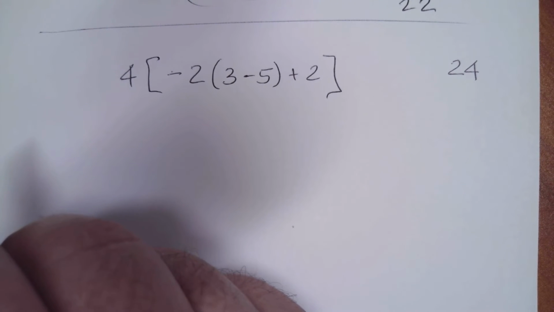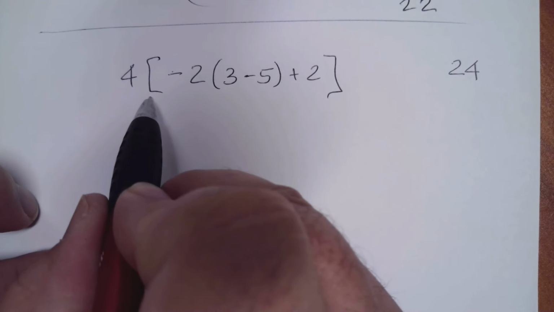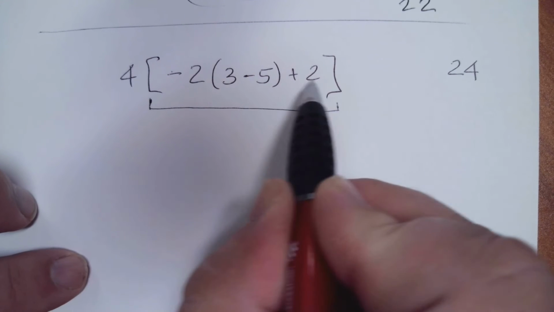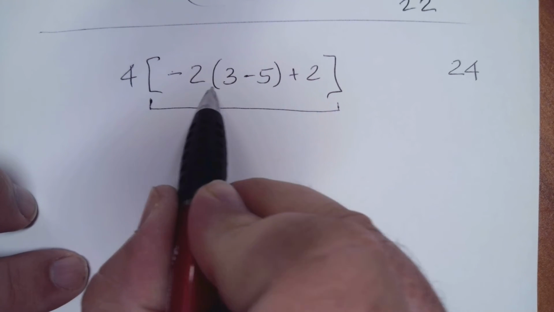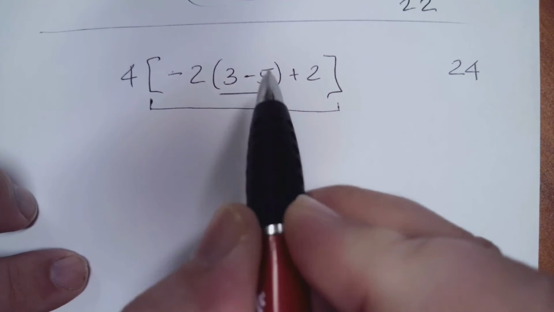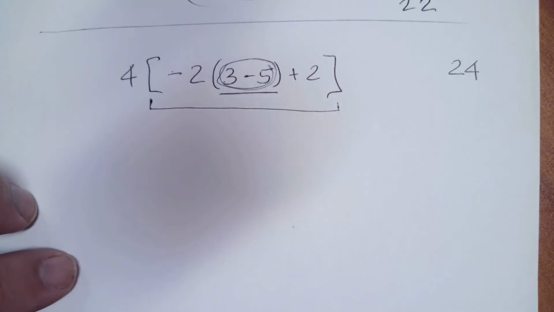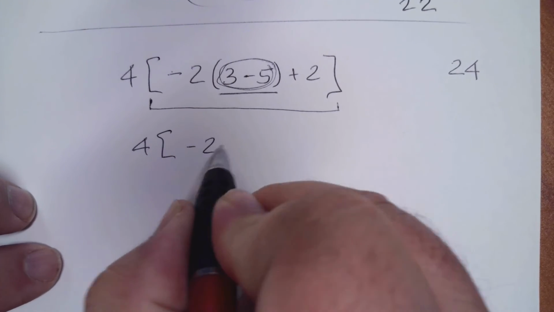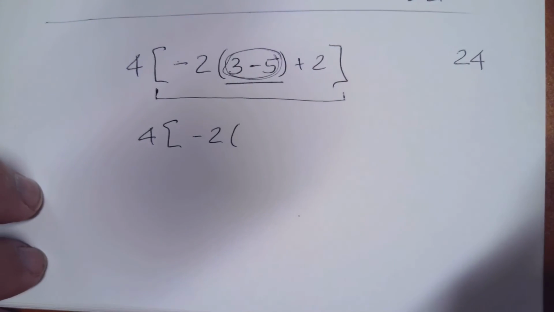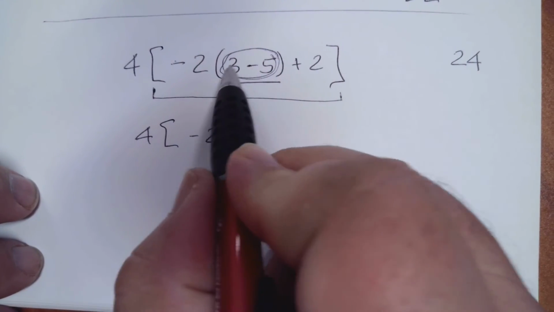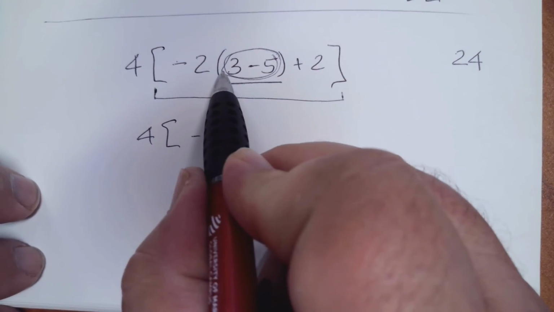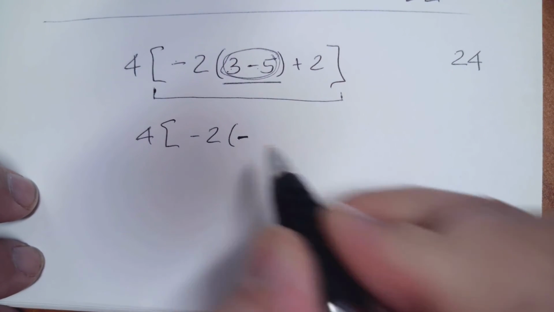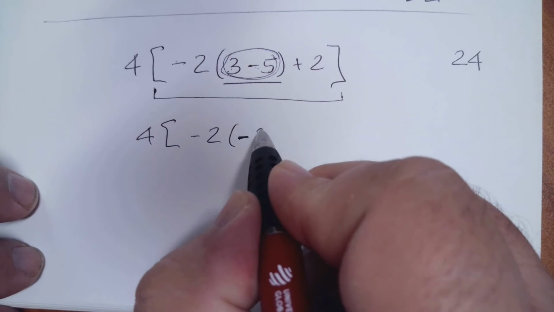What's that? Okay. So reading left to right. Here is a bracket. That's the opening. This is the closing. So we have to do inside here. Read left to right. Here's a parenthesis. So we have to do inside here first. So we have to do that. 3 minus 5. Well, are they both the same signs? No. One's positive, one's negative. Since 5 is bigger than 3, the answer is going to be what? Negative. 5 minus 3 is 2.